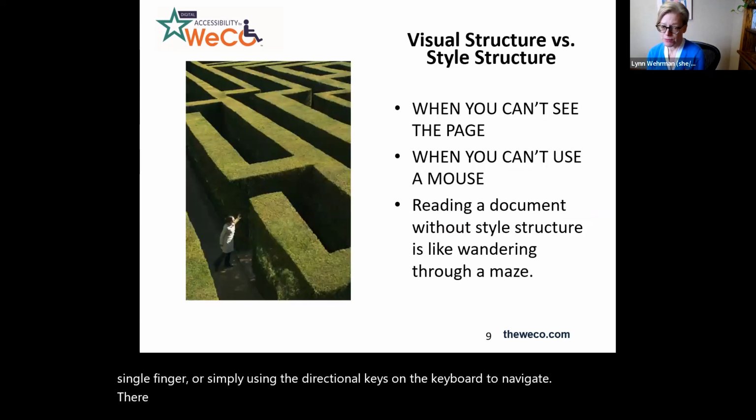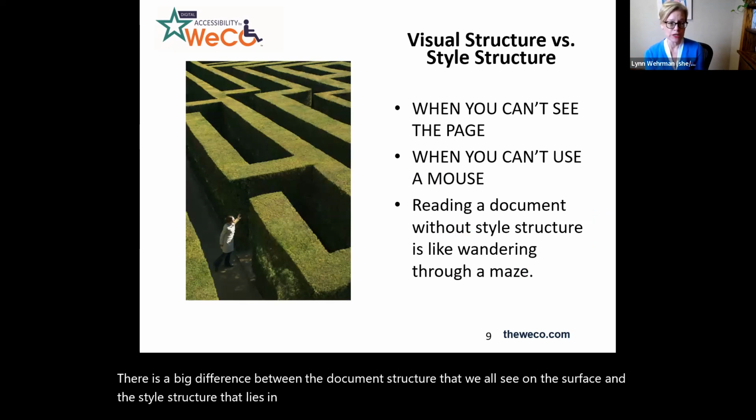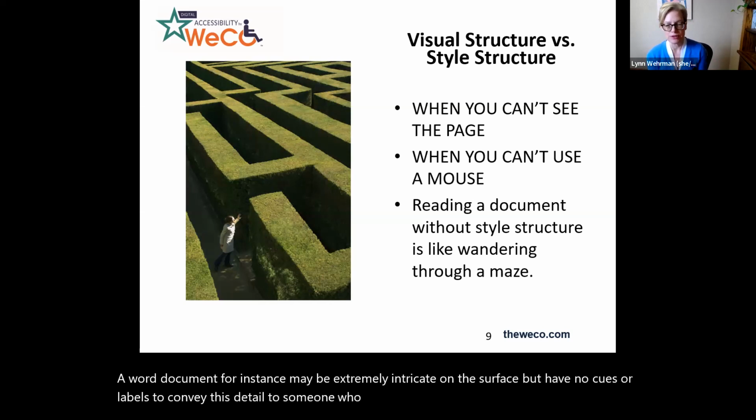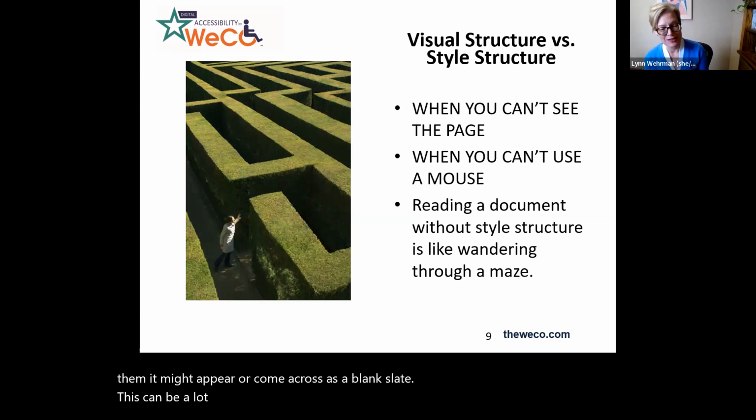There's a big difference between the document structure that we all see on the surface and the style structure that lies in the code underneath your documents. A Word document, for instance, may be extremely intricate on the surface, but have no cues or labels to convey this detail to someone who cannot see it or to their assistive device. So to them, it might appear or come across as a blank slate. This can be a lot like getting lost in a maze. So this slide shows a photo of a person getting lost in a hedgerow maze.